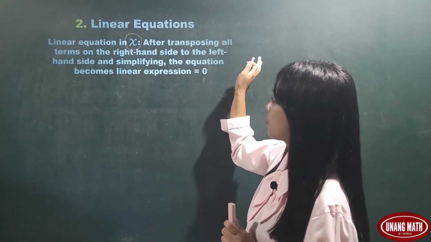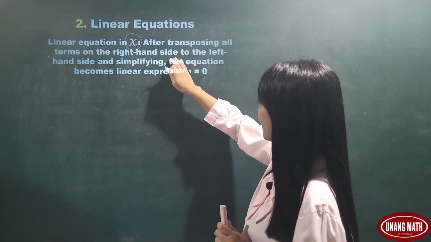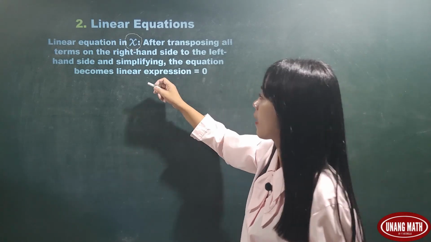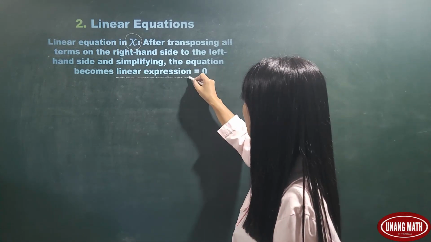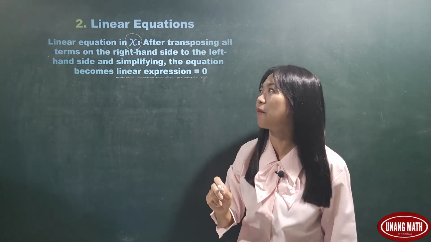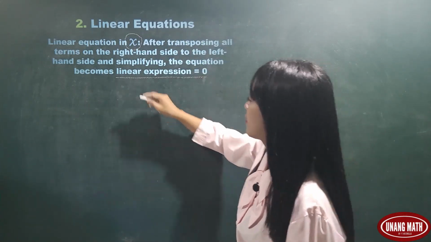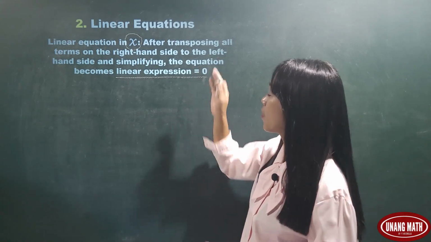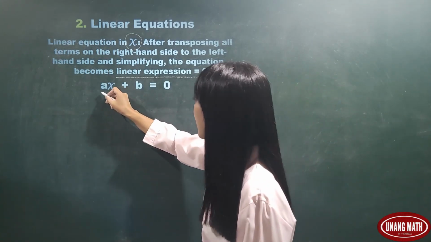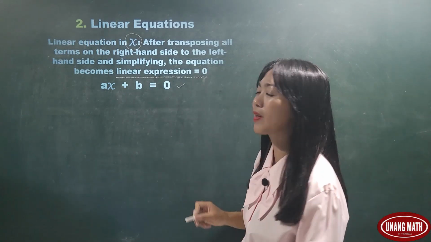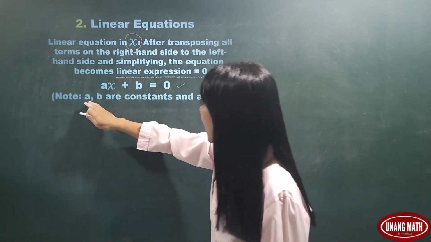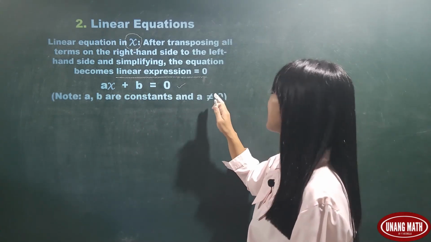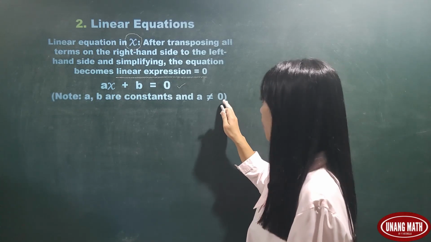So after transposing all terms on the right-hand side to the left-hand side and simplifying, the equation becomes linear expression equals 0. So linear equation means linear expression equals 0. Linear equation is in the form ax plus b equals 0. Okay, a and b here are constants. These are numbers where a must not be equal to 0.